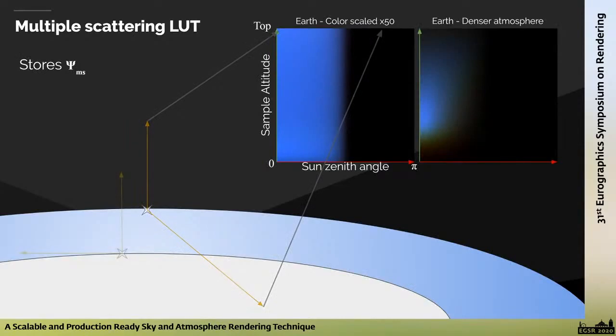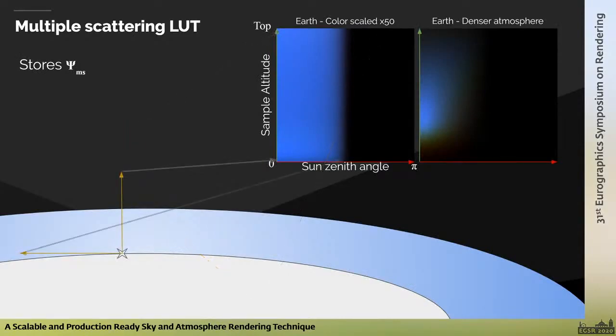And so we store the psi multiple scattering value into the multiple scattering LUT we propose, and this is simply parameterized from the sample altitude and sun zenith angle. And this is possible because the phase function is considered isotropic, so this LUT can stay simple.